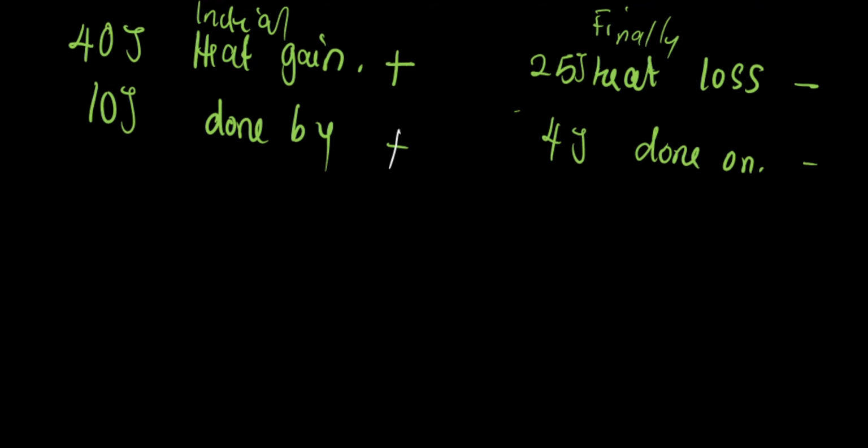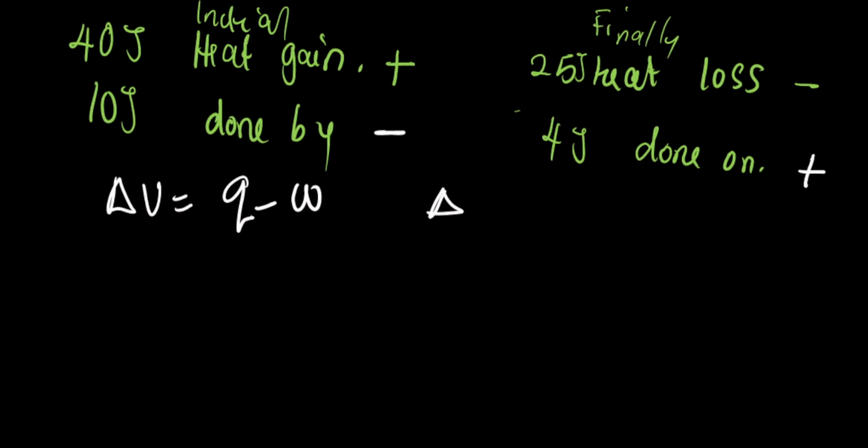So let's change the sign convention such that work done by the system be negative and work done on the system be positive. Now, so far we have been working with the change in internal energy to be equal to heat minus work. Okay, now since we have changed our sign convention, it means that the change in internal energy would now be defined as the heat plus work.